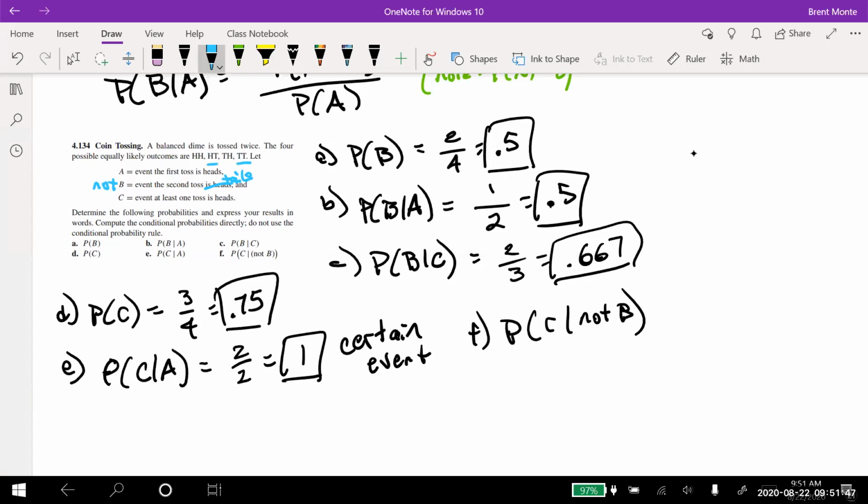So given that, what's the probability of C? Well, what did C say? At least one is a heads. Out of those two, only the first one has at least one head. So it's 1 out of 2. And again, if we want to change that to a decimal, 0.5. And we're done.